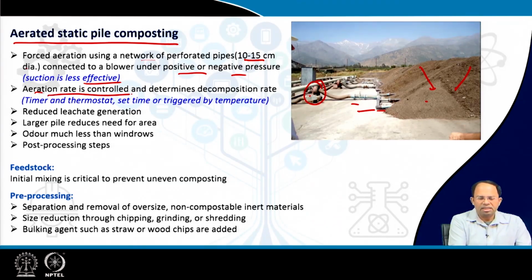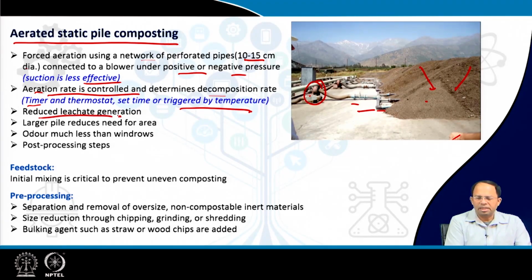The aeration rate, or the way this particular blower operates, is controlled and determined based on the decomposition rate of the compost. This could be controlled via a thermostat, meaning there is a temperature sensor inside that checks what temperature it is. When the temperature reaches a certain level, we start the aeration. Or it could be a timer-based system, where after certain time periods the blower operates. Or it could be triggered by temperature, so that when a temperature is reached, the blower starts operating.